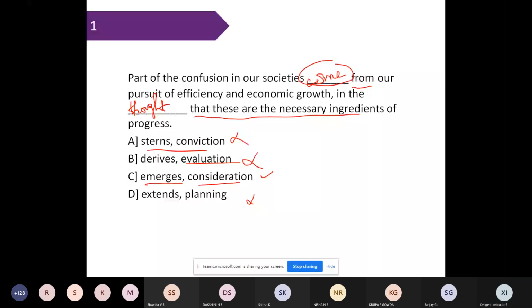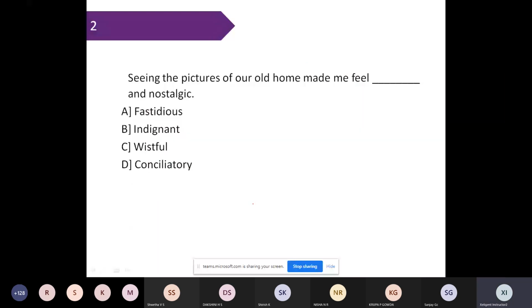Second question. First, guess the word and then go for the options. Seeing the pictures of our old home made me feel blank and nostalgic. You have the clue word here: nostalgic. Nostalgic means remembering something from your past and feeling sad. So my guess word for this blank is sad, because of this clue word nostalgic. So, seeing the pictures of our old home made me feel sad and nostalgic.